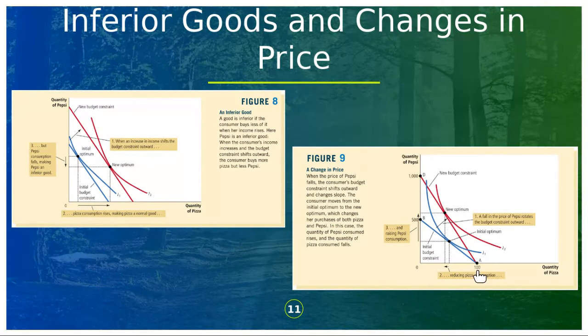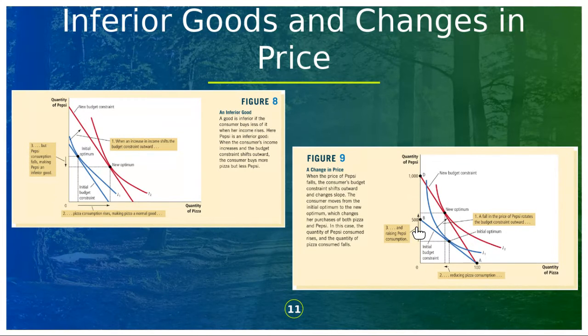Now notice that a fall in the price of Pepsi does not change the amount of pizza we can consume. Since pizza is still $10 and we only have $1,000, we can still only consume 100 pizzas. However, by Pepsi dropping their price from $2 to $1, we can now consume 1,000 Pepsis versus what we could originally consume of only 500 Pepsis.